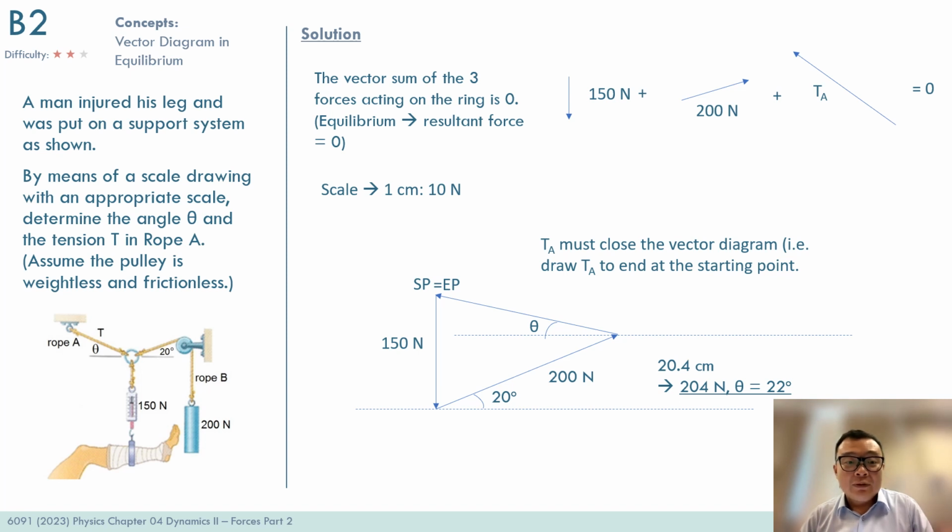You can also easily measure the angle theta, which is the angle that tension force A makes with the horizontal line. And if you have done this accurately, the value of the force should be 204 newtons and the angle is 22 degrees.